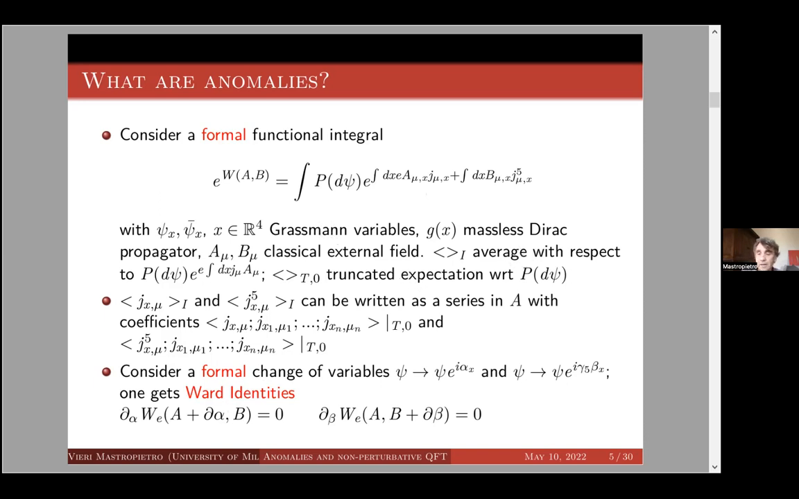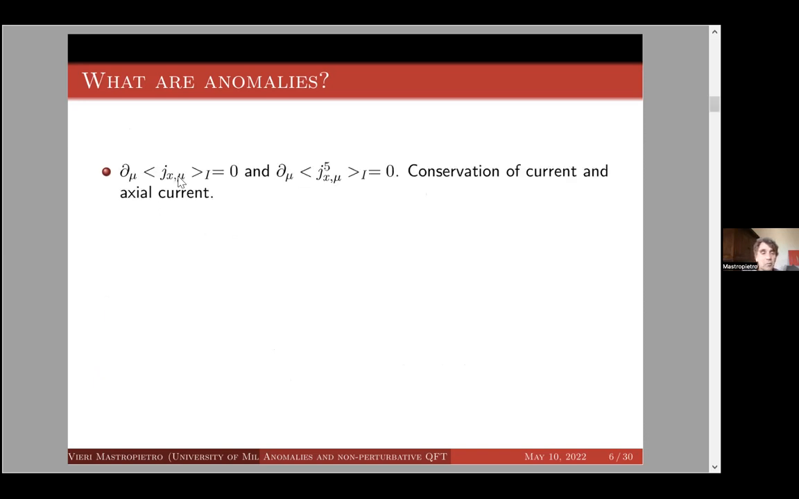If you take the derivative now, you get the derivative with respect to μ of J is zero, and the derivative with respect to μ of J5 is zero. Then you have conservation of the current and of the axial current. This is exactly what would be true if the action were classical. But all these steps are formal, so this is a case in which doing a formal computation is wrong.